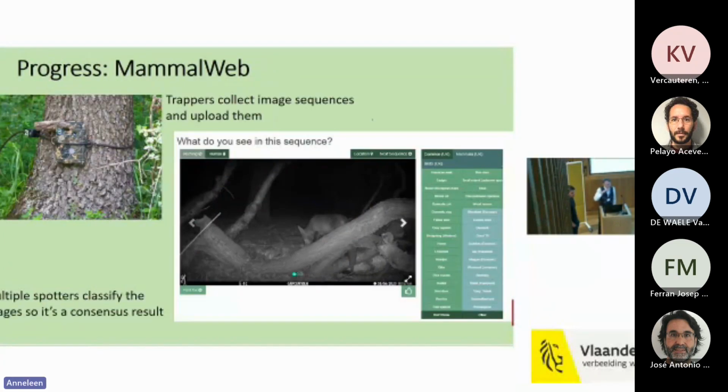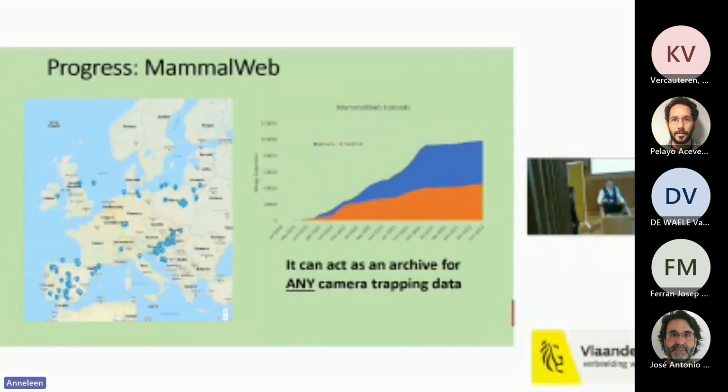For MammalWeb, so this is the other one, we've got trappers collecting sequences wherever they want to put a camera. So there's no protocol on that. We want to collect as many different sources as possible. And we have multiple spotters. So there's a slight difference between here and agouti. We don't care where the data comes from. All data is really helpful. We get multiple people classifying it, so we get a consensus on it as well.